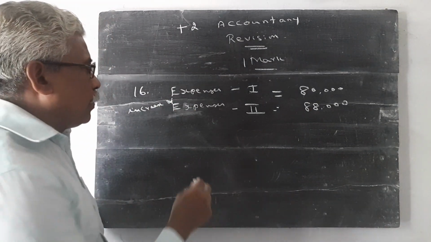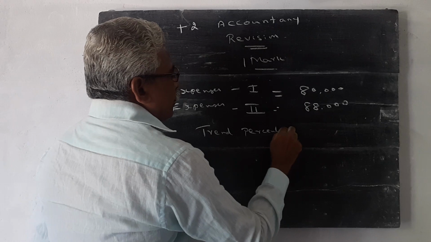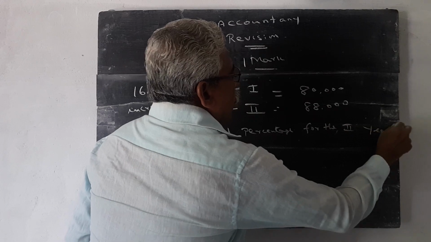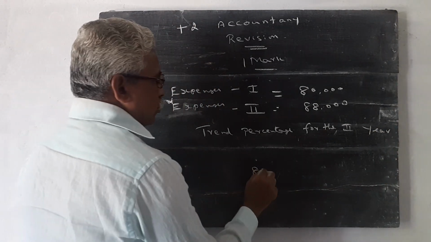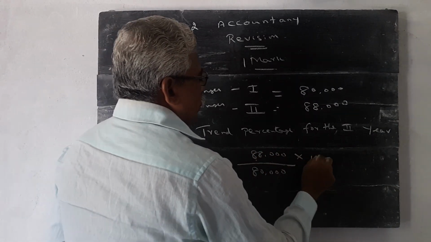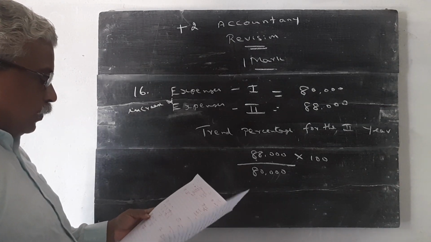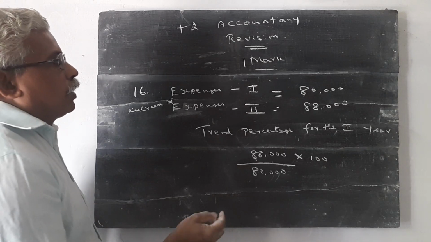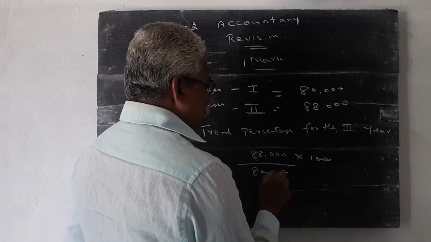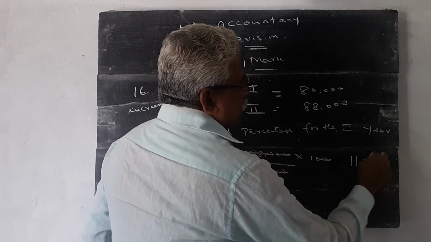What is the trend percentage for the second year? The answer is 88,000 divided by 80,000 into 100. If you complete it, we will get the answer. We can cut these 2 zeros and these 2 zeros. 110%.